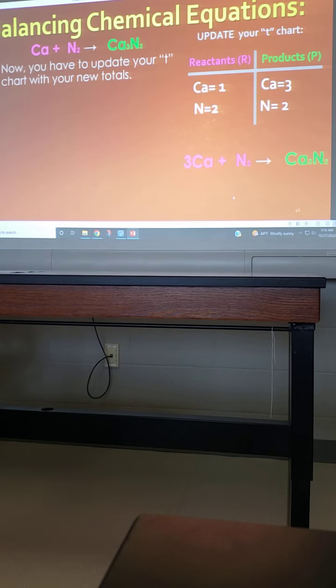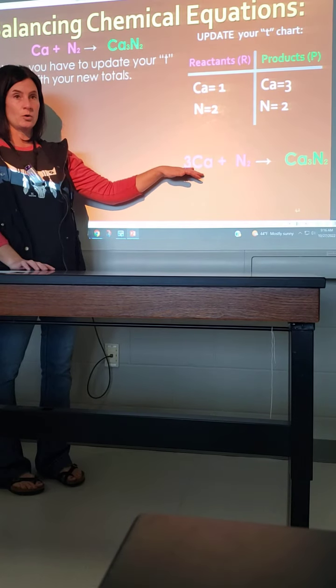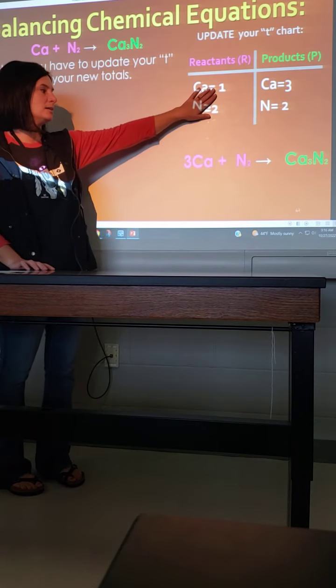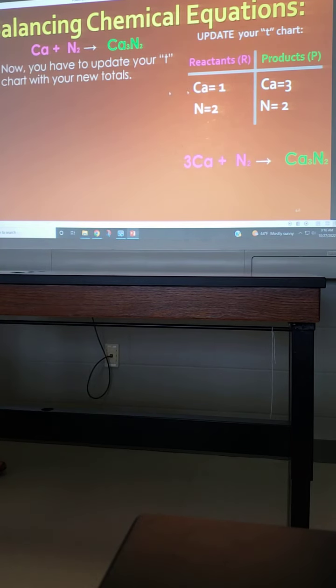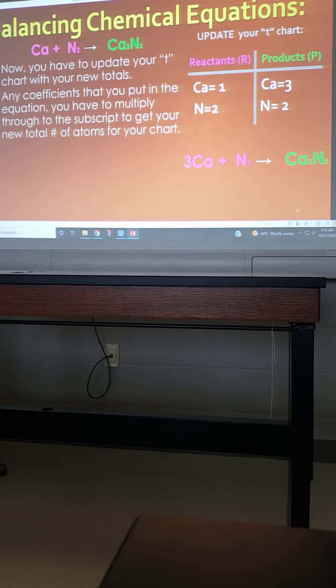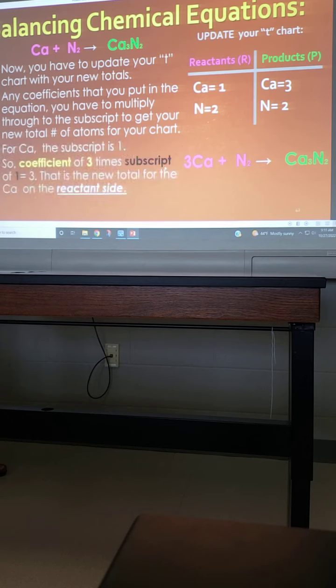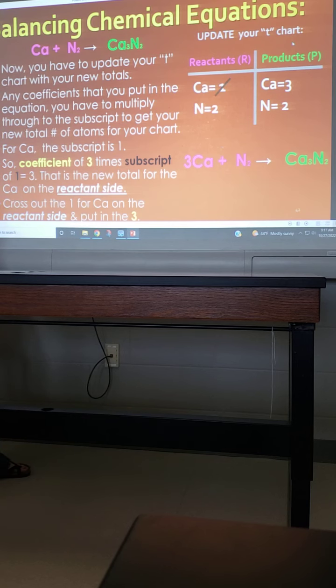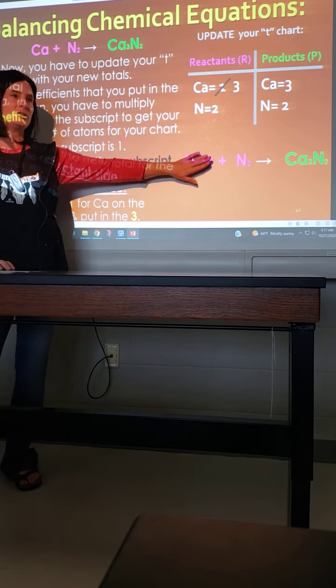Now, the next thing is we need to update our chart. So this 3 now becomes part of my chemical equation. So that coefficient is definitely necessary. So now I have to update this based on my new chemical equation. And so that coefficient has to get distributed to my unwritten 1, basically. So 3 times 1 gives me 3. And so what I'm going to do to actually update my chart is cross off that 1 and write in my new total of 3. So the chart is just a tool to help us make sure that this is balanced.